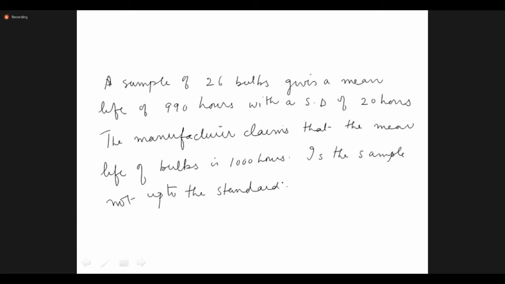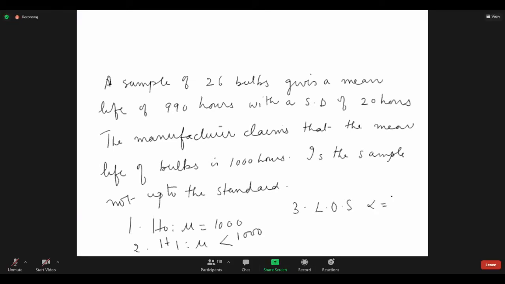So I will write what he is telling. The manufacturer claims that the mean life of the bulbs is 1000. So first step, H naught such that mu is equal to 1000. Second, H1 such that mu is less than 1000, less than the standard. Third, level of significance alpha. Alpha is not mentioned, so we can always take 0.05. Next, we go for the test statistic.